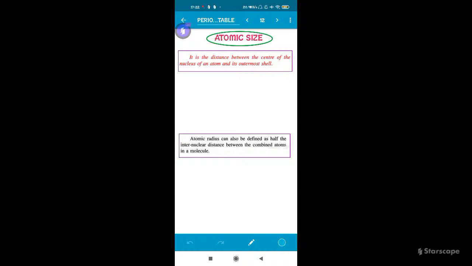So what is atomic size? What do you mean by atomic size? Let's see. It is the distance between the center of the nucleus of an atom and its outermost shell. What does it mean? Let me make a diagram and help you out. So if I have an atom as such, this is the nucleus, the black dot in the middle, and this is the outermost shell. So the distance between the nucleus and the outermost shell, this particular distance, is known as the atomic size. It can also be denoted by small r.